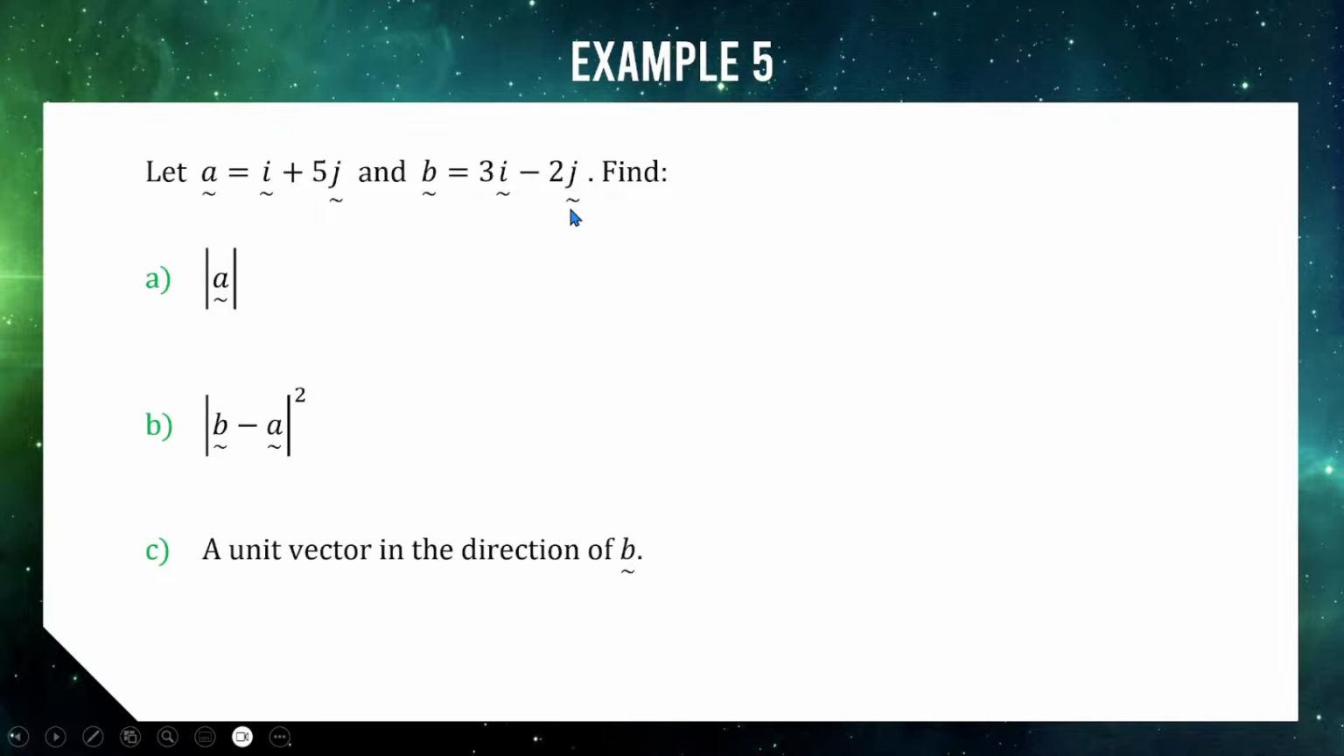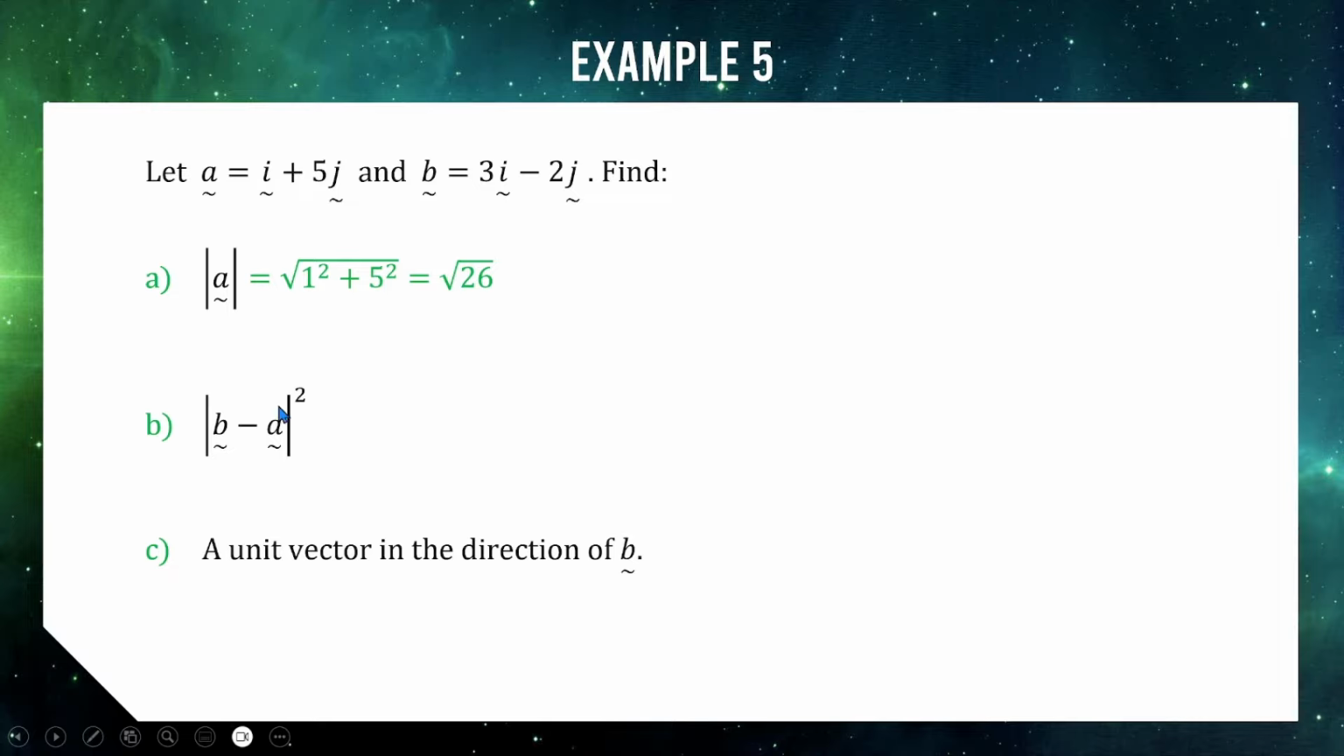Okay, some examples. Here are two vectors A and B. We're going to start off by finding the magnitude of A. So A has an x component of 1 and a y component of 5. To find the magnitude, we take those components, 1 and 5, square them, add them, and take the square root. So 1 squared plus 5 squared is 26. So vector A has a length of root 26 units.